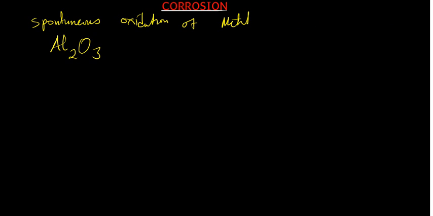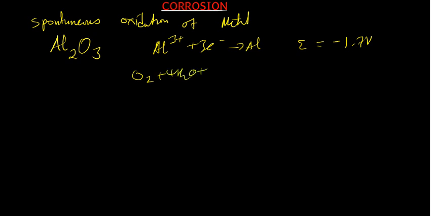Now let's consider the cell potential for aluminium itself. So when aluminium 3+ gains the 3 electrons to produce aluminium, the cell potential for this process is negative 1.7 volts. And then for oxygen reacting with 2 water molecules and 4 electrons to produce 4 hydroxide ions, the cell potential for this process is positive 0.40 volts.